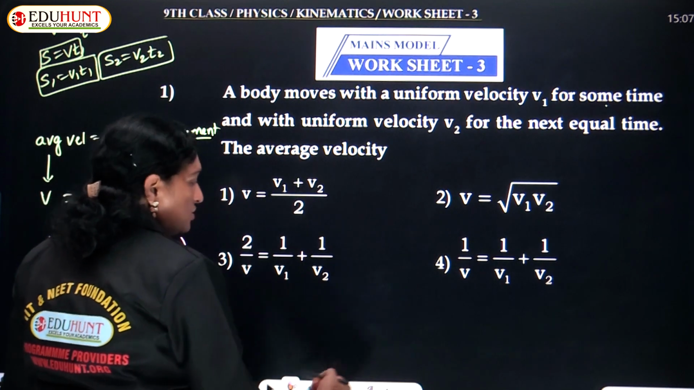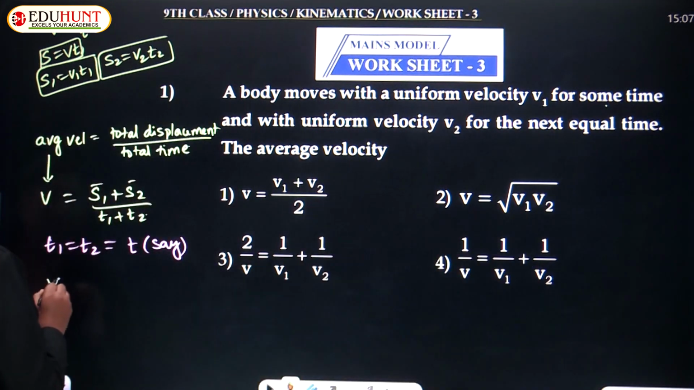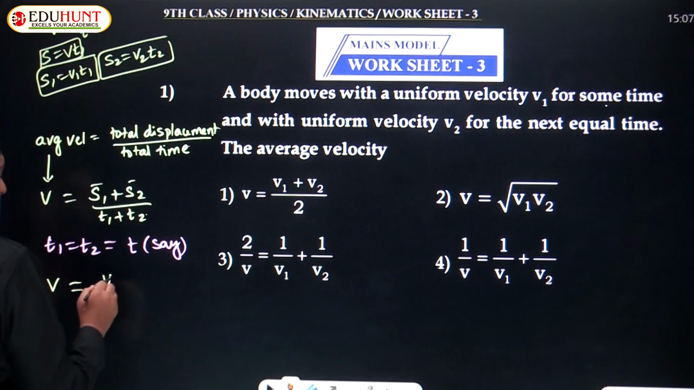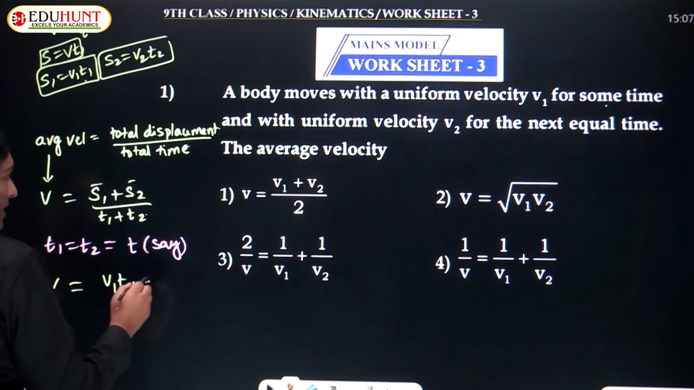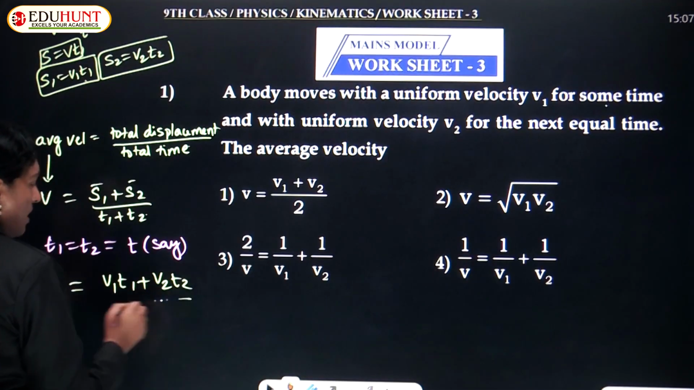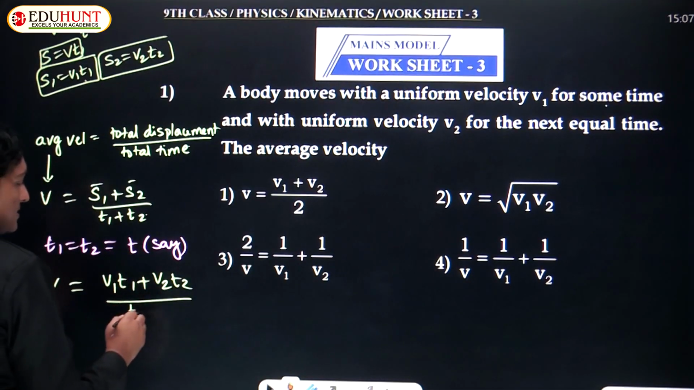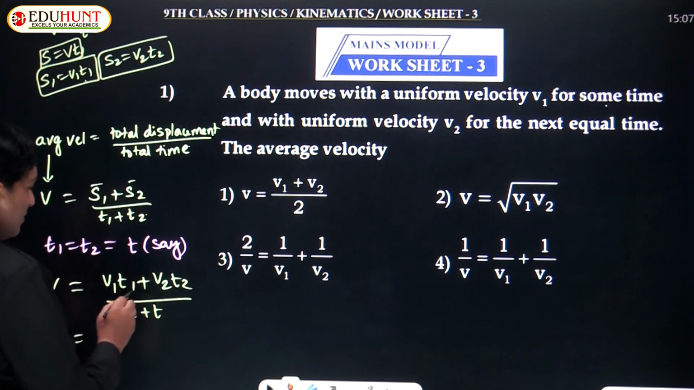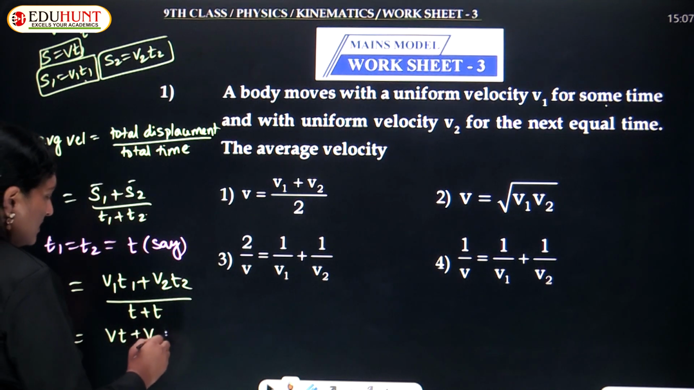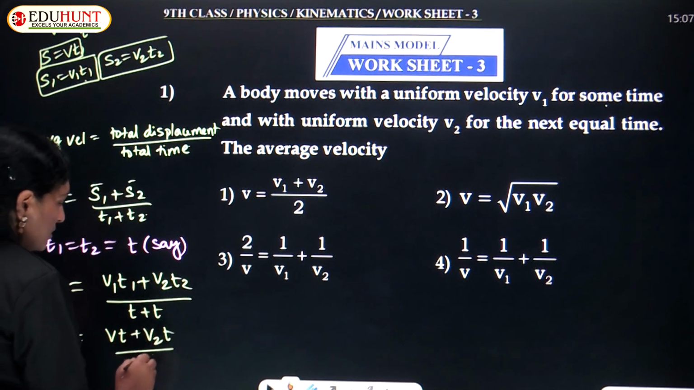So, substituting all the values in the above equation, average velocity can be given as V equals S1. Instead of S1, let me replace it with V1 T1, plus V2 T2, upon T1 plus T2, which is T plus T. Or average velocity is equal to V1 T, plus V2 T, upon T plus T, which is 2T.